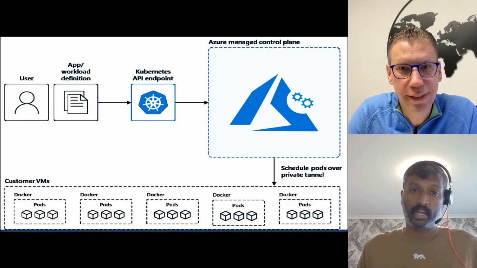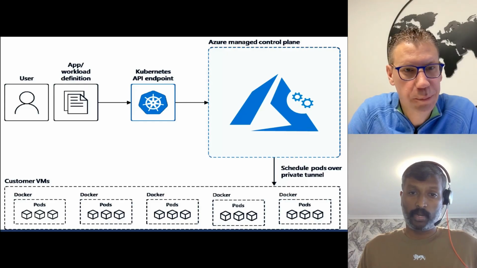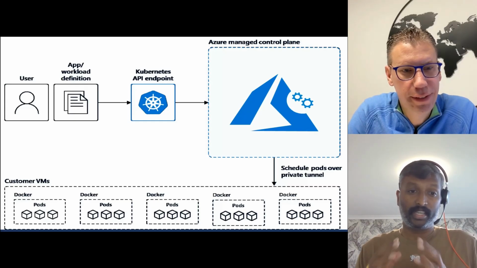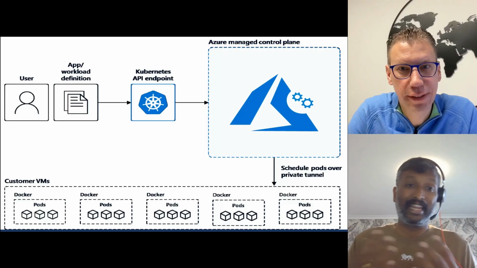If you look at this diagram, the top section is where the managed control plane goes out from your responsibility, that is Microsoft managed. Anything you see below that, the Dockers and pods, that's only the customer's VMs which we need to manage as an end customer.